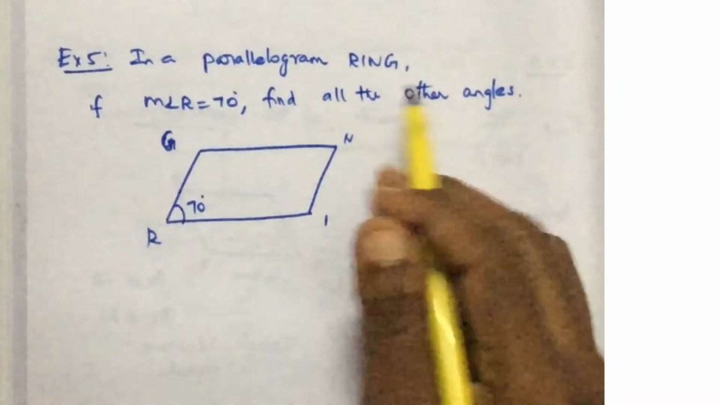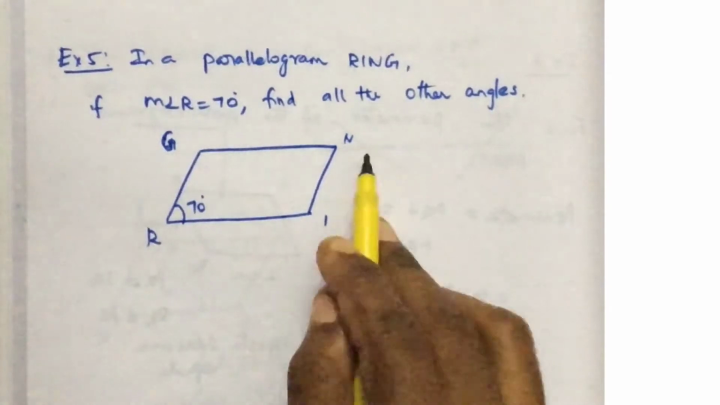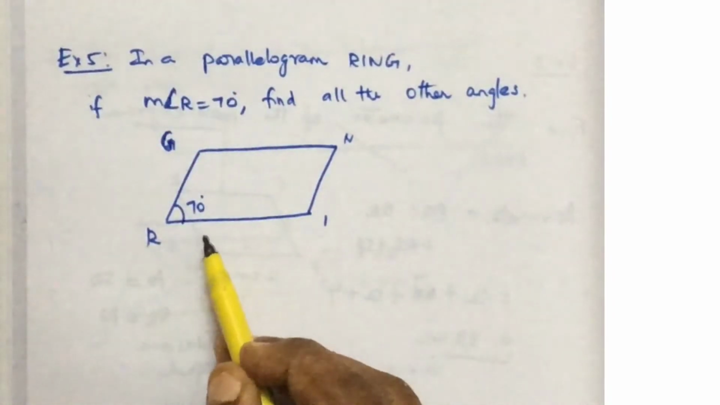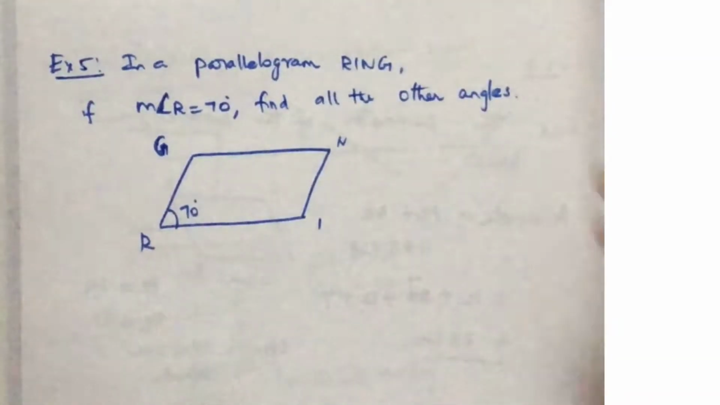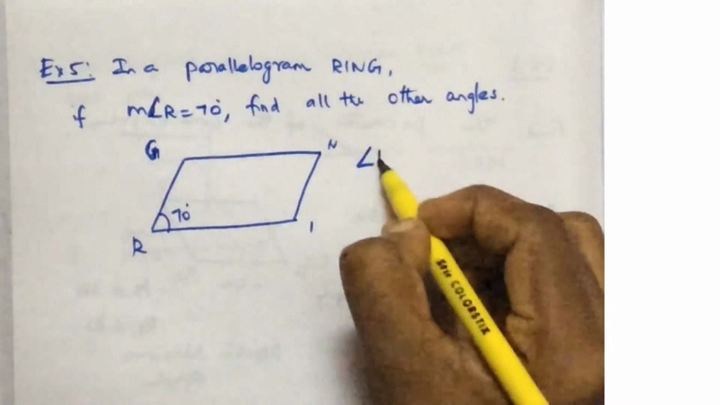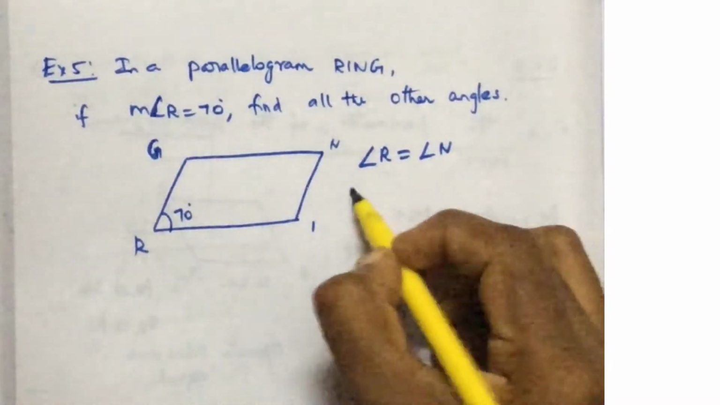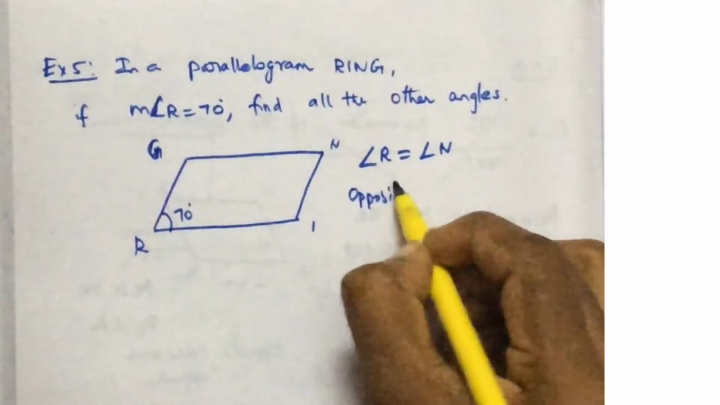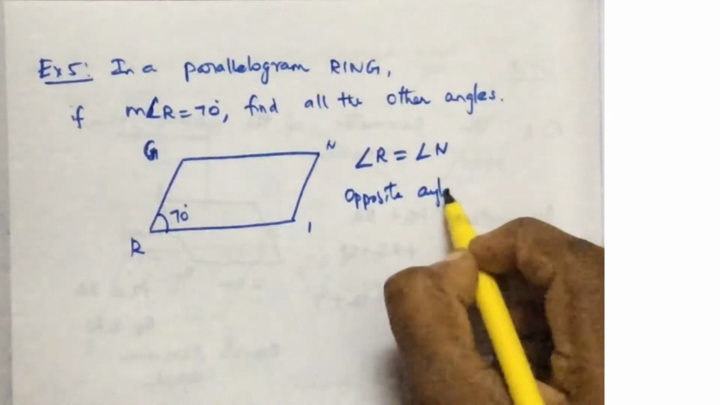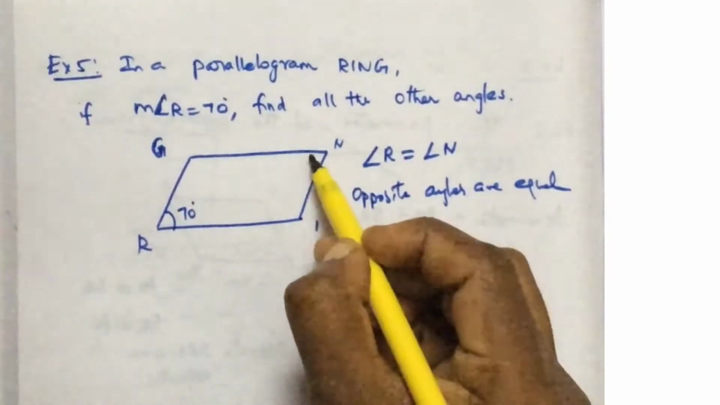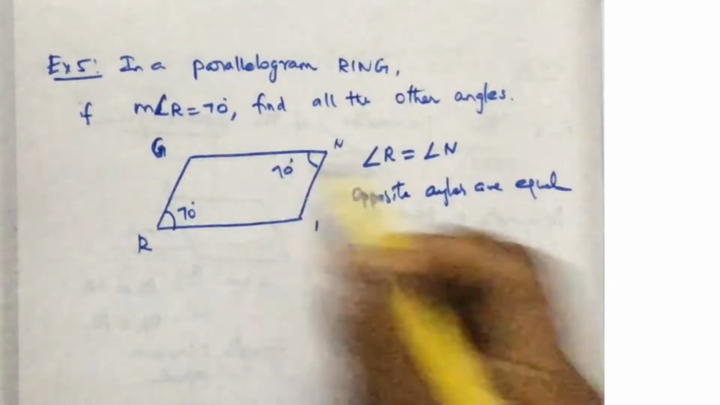In a parallelogram RING, the measure of angle R is 70. I have to find the remaining angles. So I will say angle R is equal to angle N. Why? I have to write the reason. Opposite angles are equal. So angle N is equal to 70.